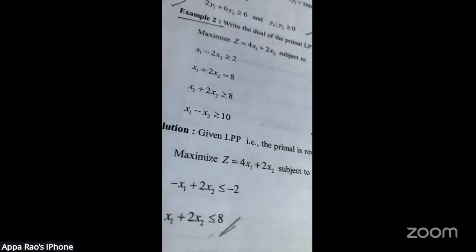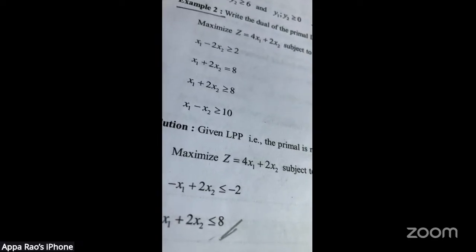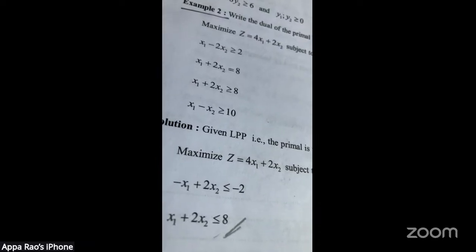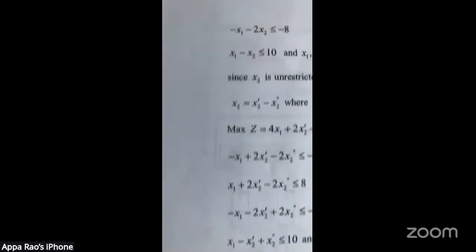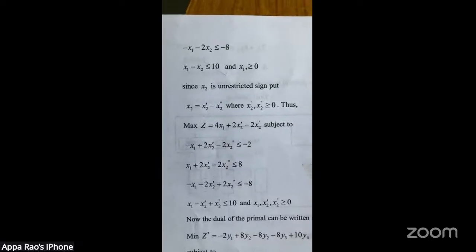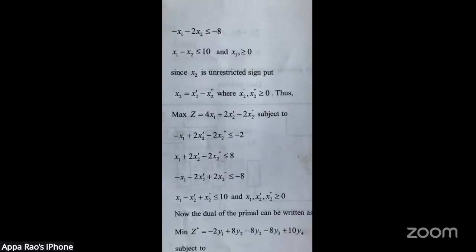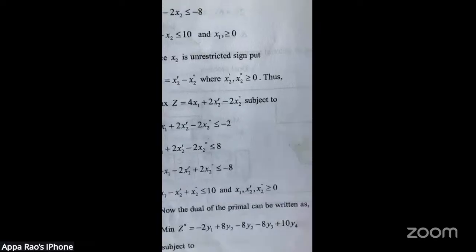Solution: the given LPP, the primal, is rewritten in the standard form as follows. Maximize z equals 4x1 plus 2x2 subject to minus x1 plus 2x2 less than or equal to minus 2, x1 plus 2x2 less than or equal to 8, minus x1 minus 2x2 less than or equal to minus 8, x1 minus x2 less than or equal to 10, and x1 greater than or equal to 0.